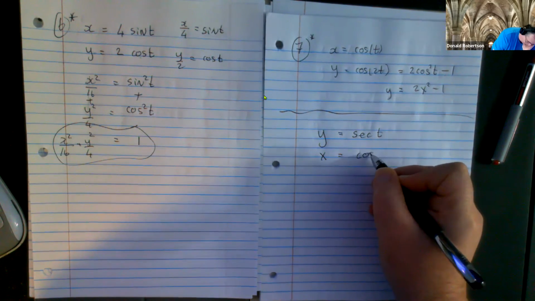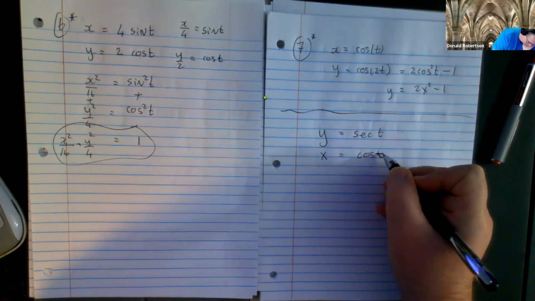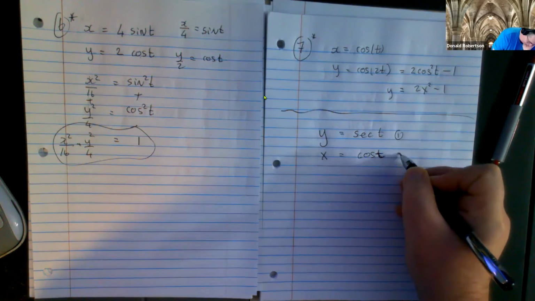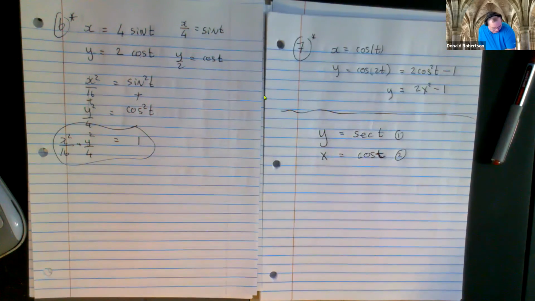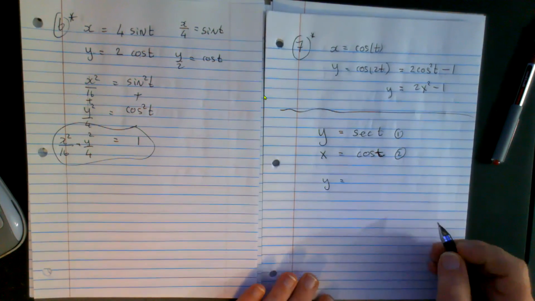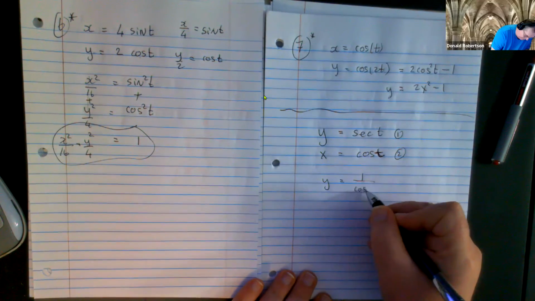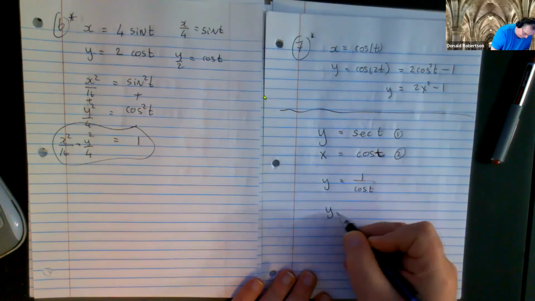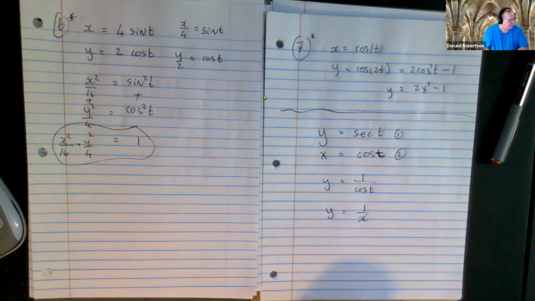I don't know why I wrote them back to front, but it doesn't matter. Okay. Secant t, cosine t. I need to make these two guys play well together. Can you think of another way of writing a secant? 1 over cosine. Oh, wait a minute. Isn't the answer 1 over x?